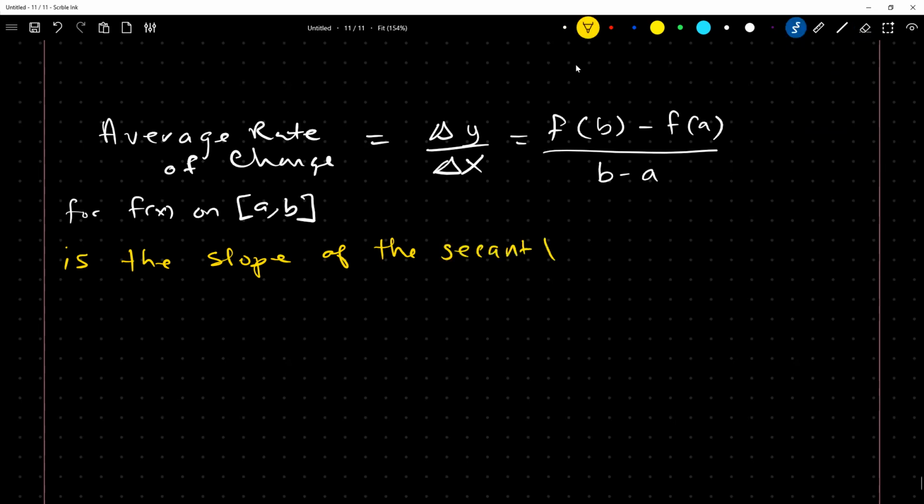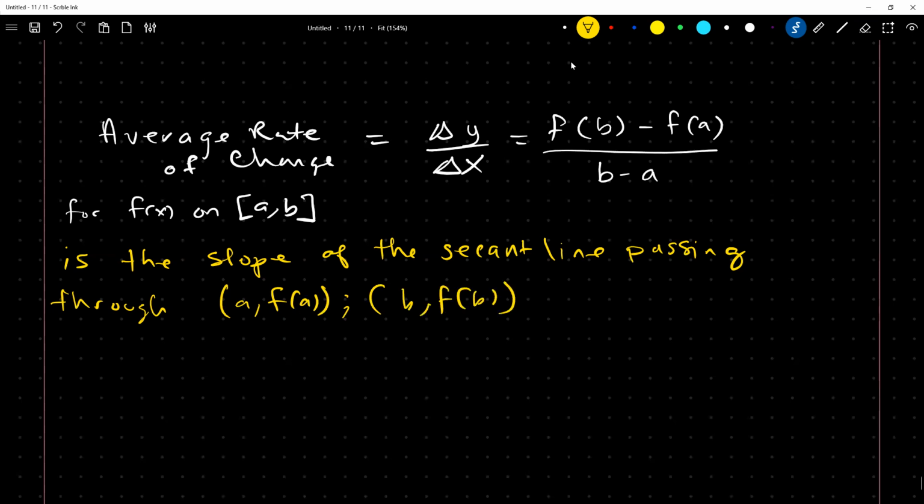Slope of the secant line passing through f of... hold on a second, that's backwards. Passing through these two points, we've got a, f of a, and b, f of b. Okay, that's the first one.